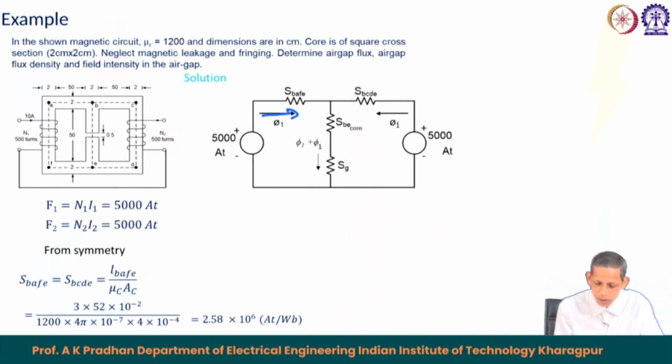So, phi 1 goes from here, and because of the symmetry circuit, phi 1 also goes from here, and the total flux enters to the central limb in this case, and that becomes equals to phi 1 plus phi 1. This is 2 phi 1 in the central limb, and the F 1 and the F 2 both are 5000 in this case. Now, we will go for the reluctance of the paths. So, this path reluctance and this path reluctance are same from symmetry, and we find both to be 2.58 10 to the power 6 ampere turn.